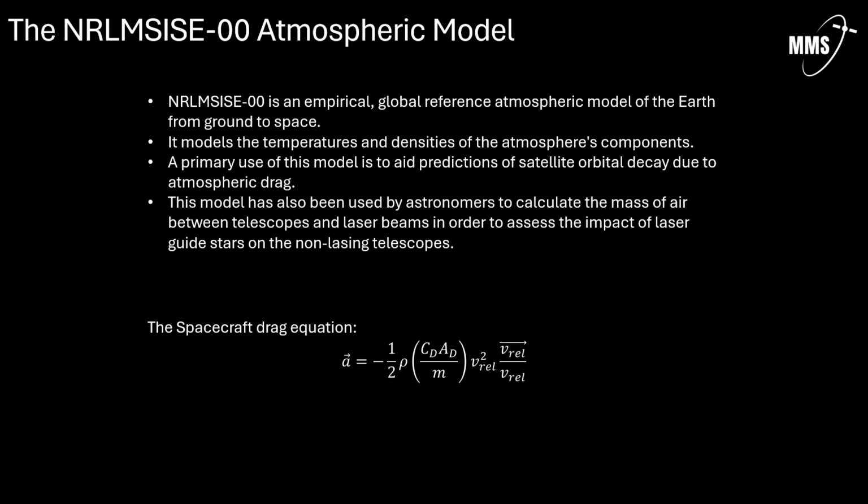So before we hop into the setup and a demonstration of the atmospheric model, just wanted to give you a brief introduction to the NRL MSISE model that we use within MMS. This is a widely utilized model in industry to understand how an orbit decays due to the atmosphere, and all it simply does is calculate the drag that is imparted on the spacecraft due to the atmosphere and how that affects the relative velocity of it.